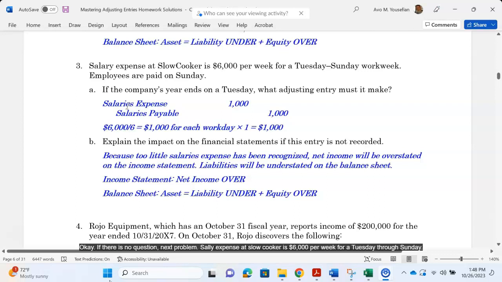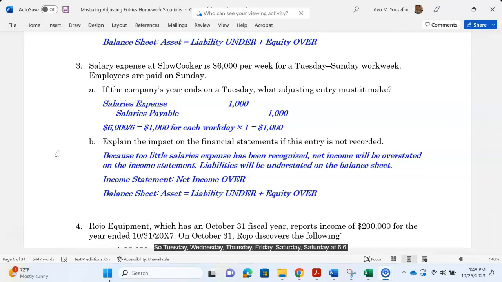If there is no question, next problem. Salary expense at Slow Cooker is $6,000 per week for a Tuesday through Sunday work week. So Tuesday, Wednesday, Thursday, Friday, Saturday, Sunday. That's 6 days.